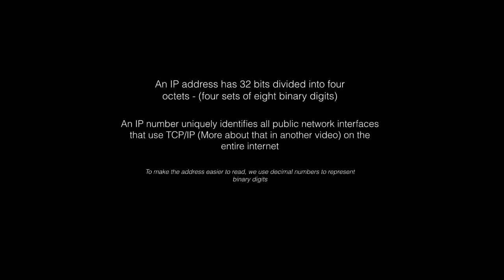An IP address has 32 bits divided into 4 octets. That means 4 sets of 8 binary digits. To make the address easier to read, people use decimal numbers to represent binary digits.